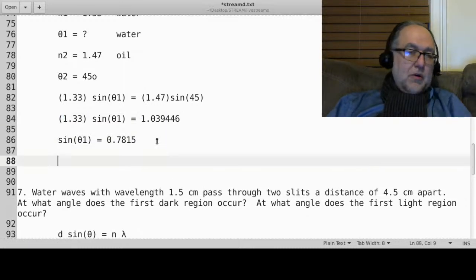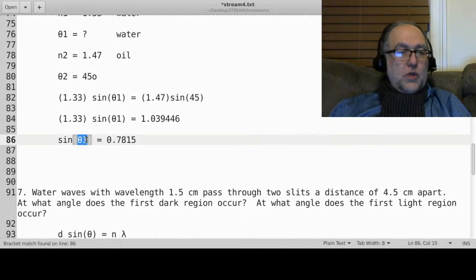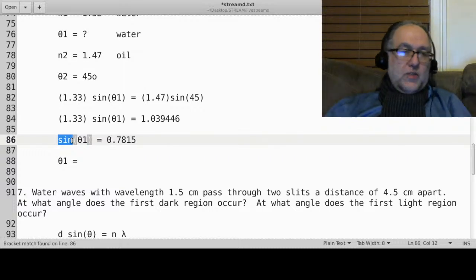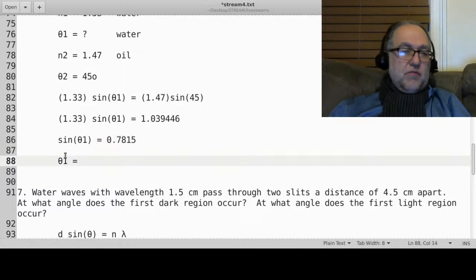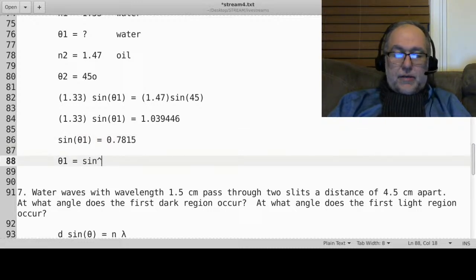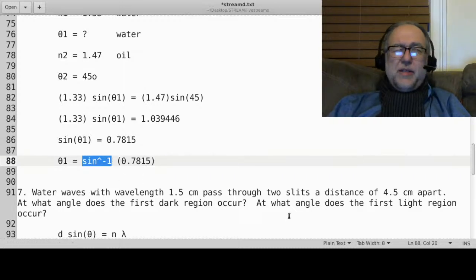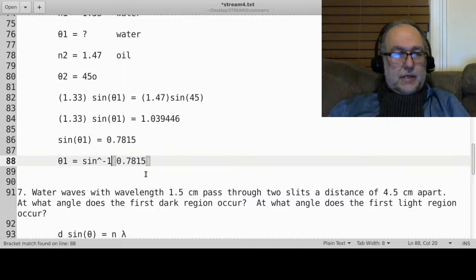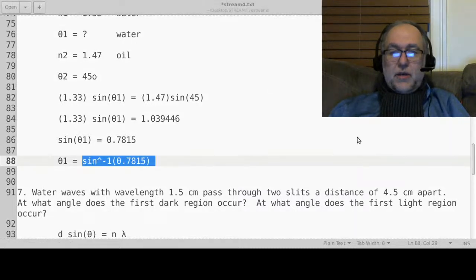Now you're trying to solve for theta 1, so you have to take the inverse sine of both sides. The inverse sine undoes the sine there, and over here you get sine inverse of that value. Make sure you know how to do inverse sines. On some calculators you do it one way, on some you press the second key and then the sine. You just have to figure out how to do that on your particular calculator.